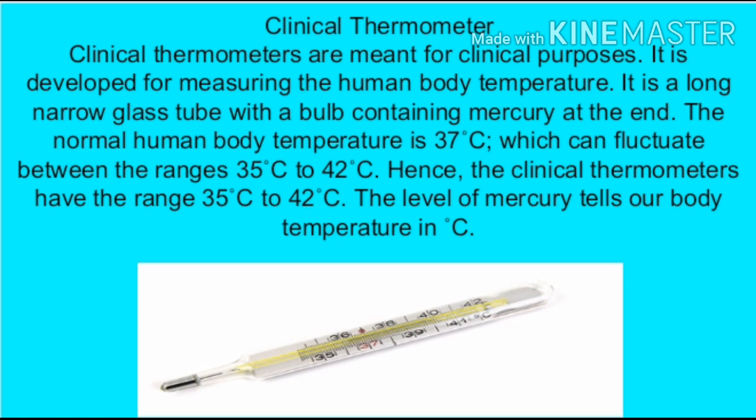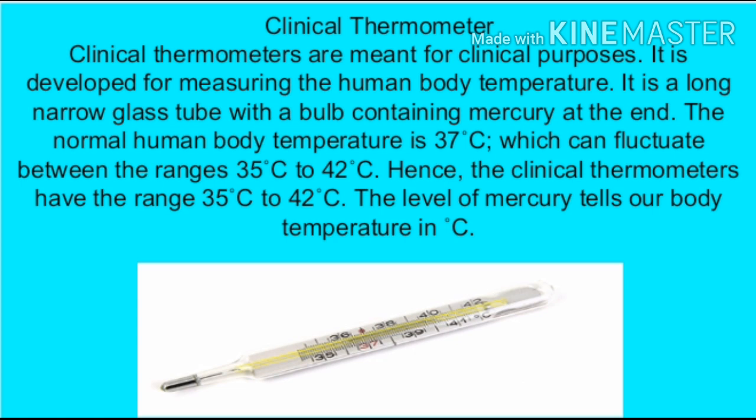Clinical thermometer. The thermometer used to measure human body temperature is known as the clinical thermometer. A clinical thermometer is made up of a long and narrow glass tube. One end of this tube is sealed and the other end has a glass bulb filled with mercury. The normal body temperature of a healthy person is 37 degrees Celsius or 98.6 degrees Fahrenheit.